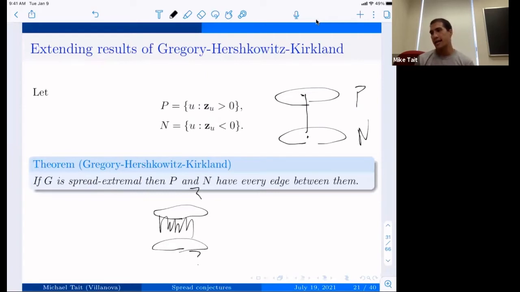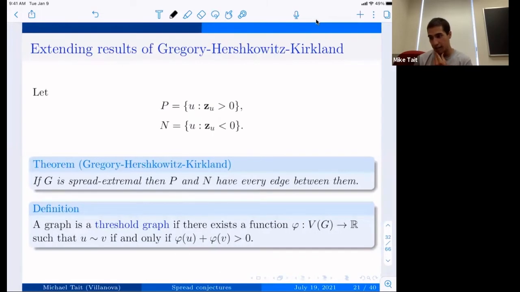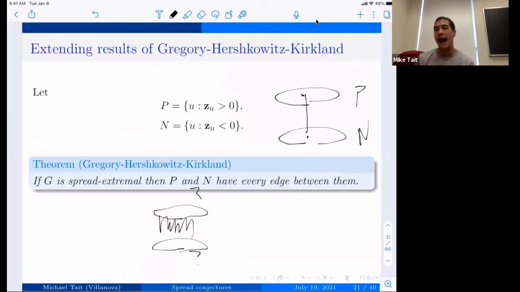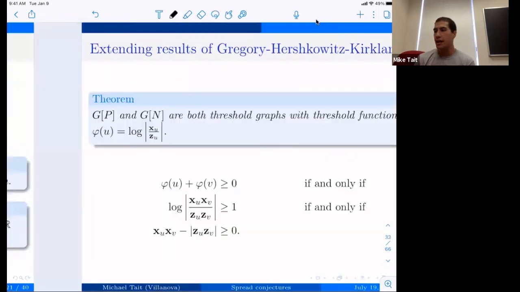In order to say how we extended this result, I need this definition of a threshold graph. So a threshold graph, one way to define it is that you have a function on your vertex set, you assign each vertex a real number, and you make an edge if and only if the sum of the labels is positive, okay? And the breakthrough that we had is that each of the two graphs that you're joining is a threshold graph. And the proof is very easy.